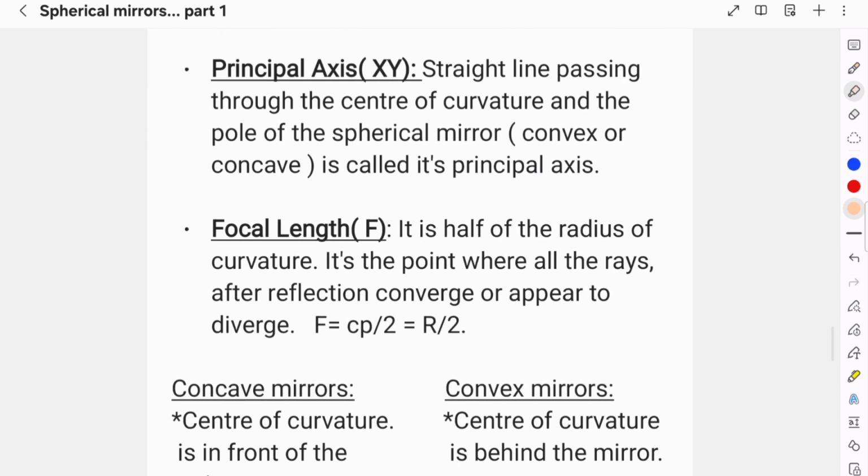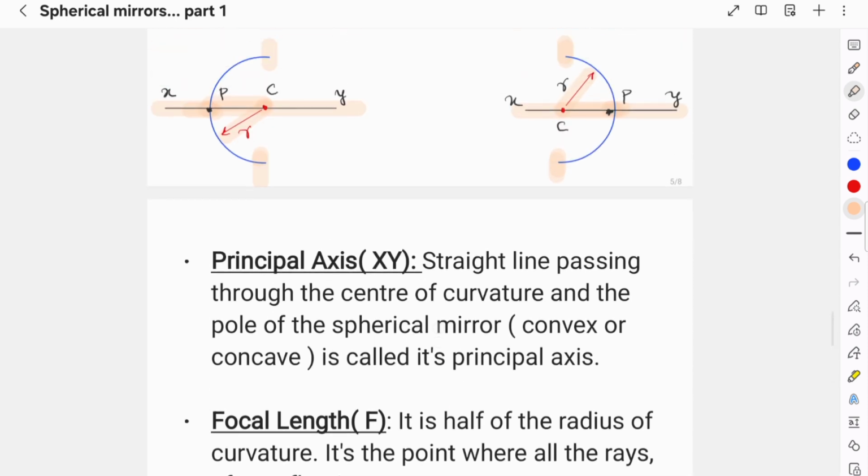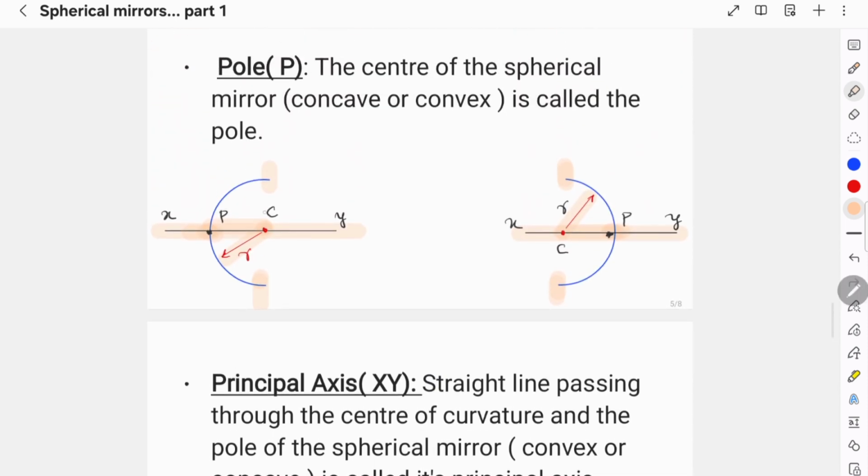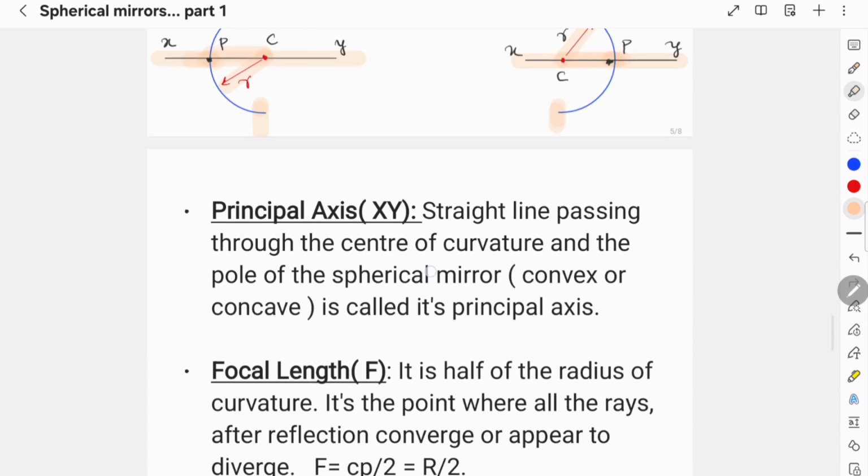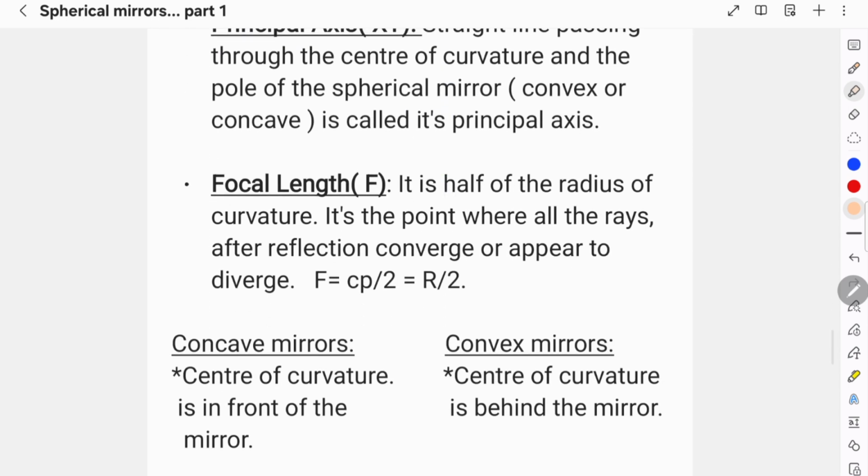Now focal length. Focal length is half of the radius of the curvature. So focal point is half of the radius of curvature. That means half of the radius of the sphere. It is the point where all the rays after reflection converge or appear to diverge. So it converges in case of concave mirror and it diverges in case of the convex mirror. So focal length will be the radius of the sphere divided by 2.